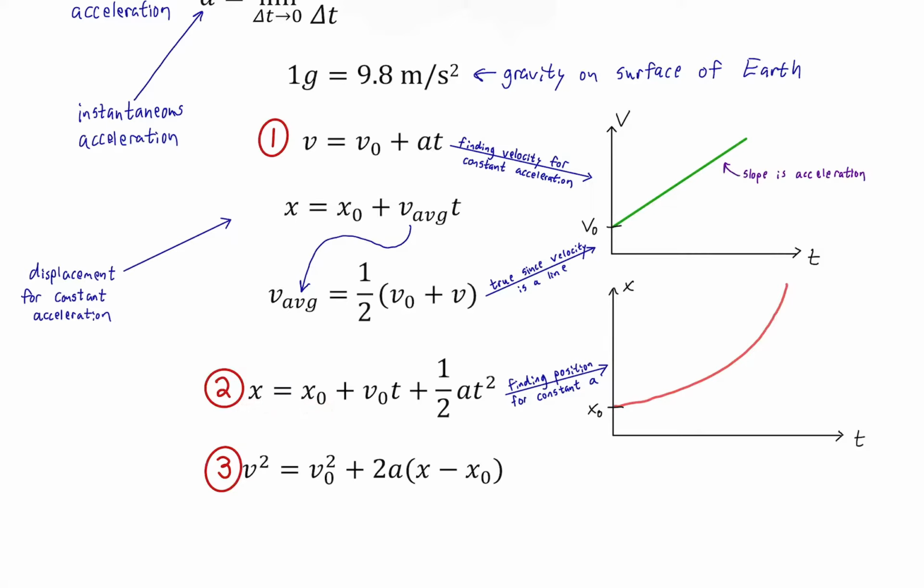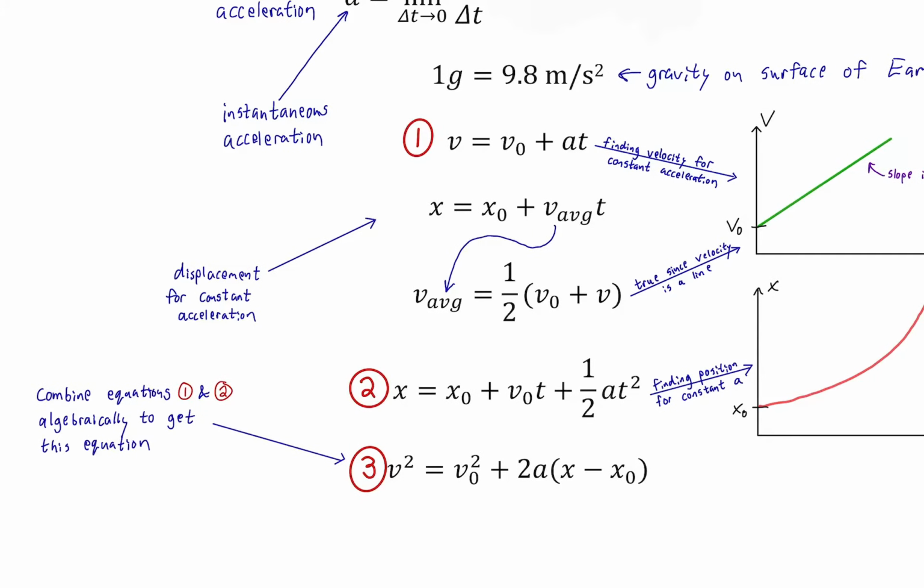So what you can do is combine 1 and 2 to get 3, combining equations 1 and 2 algebraically to get this equation. Prove to yourself that you can combine just these two equations, nothing else, and rewrite it as that. And why would you ever do such a thing, other than some practice with algebra? Well, now you've got an equation that allows you to solve for velocity, but unlike equation 1, there's no time in it. You've combined 1 and 2 and eliminated t.